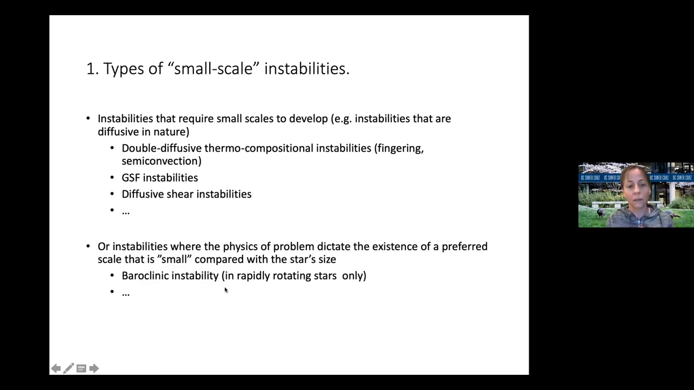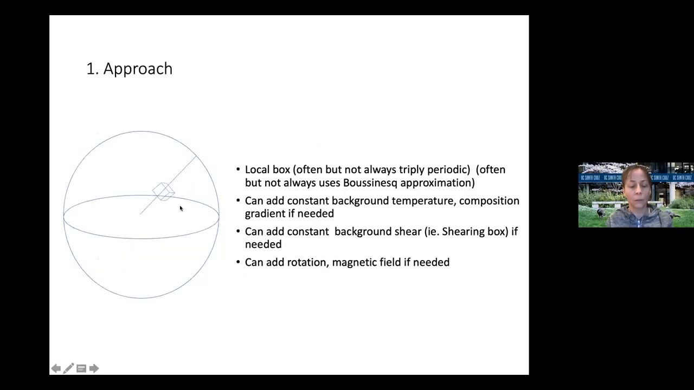And then there's also instabilities where the physics of the problem dictates the existence of a preferred scale that is small compared with a star. A salient example of that would be the baroclinic instability for rapidly rotating stars, where the scale of the eddies is limited by the rotation. So what we do, and when I say we, it's everybody who does this kind of approach, we take a little box in the star.